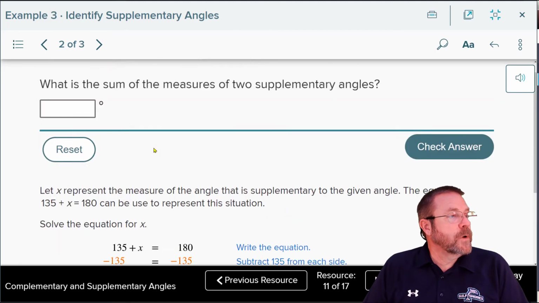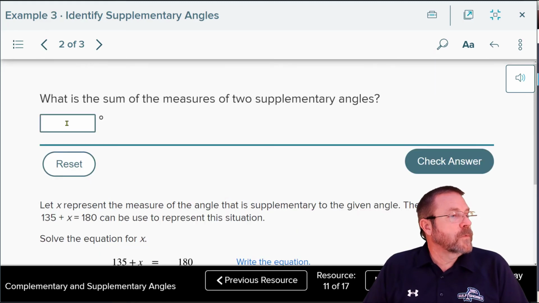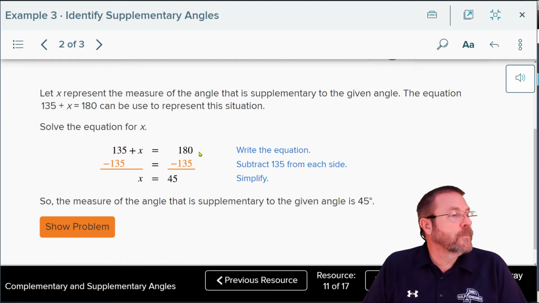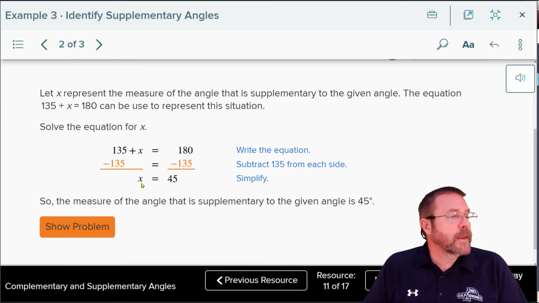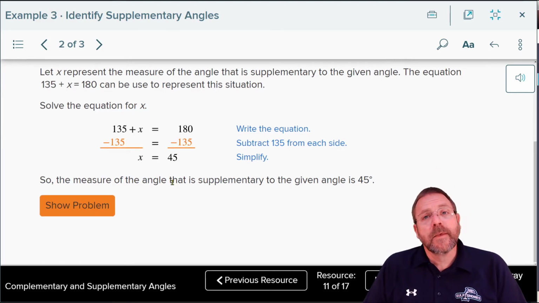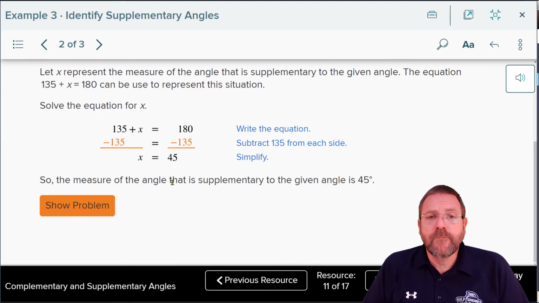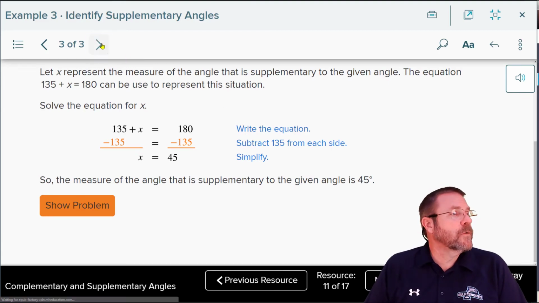They set up an equation that you can see. Let's say the sum of the measures of two supplementary angles is going to be 180 degrees. We'll put that in there. The equation was 135 degrees plus some unknown measure is equal to 180 degrees. They subtracted 135 degrees from both sides to isolate the variable, and that left the measure of the unknown angle as being 45 degrees.